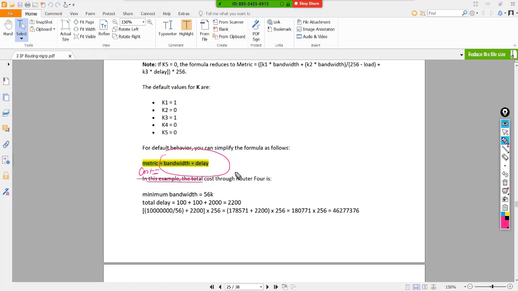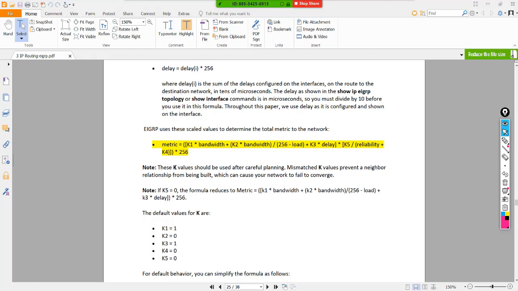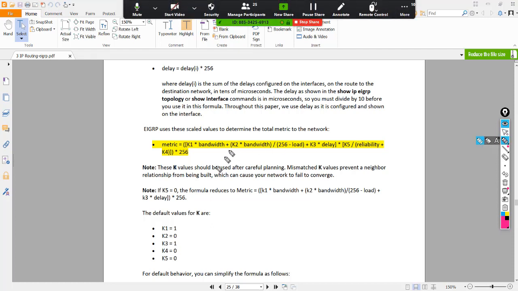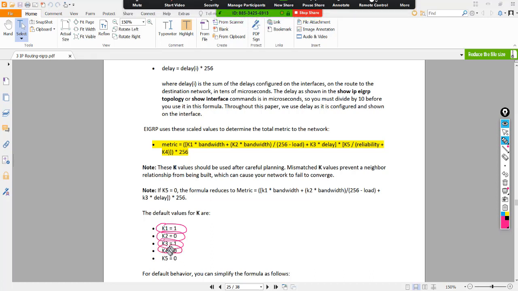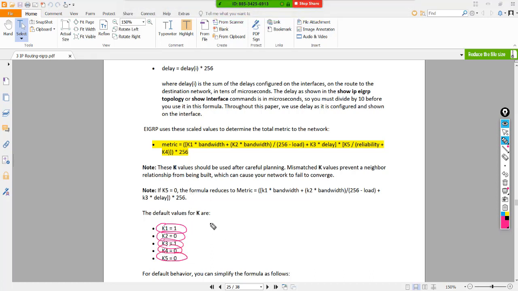In order to manipulate the behavior, we make use of some K values. These are constant values; in the case of EIGRP, K values are called constants. These K values can be modified in order to change the behavior of the metric calculation. You can see there are a lot of values. As I told you, we are going to ignore a few of them.